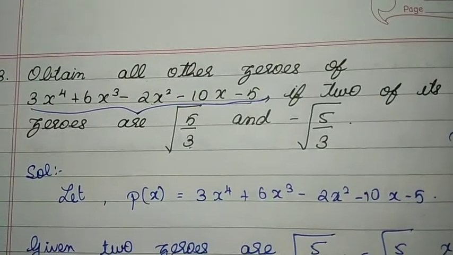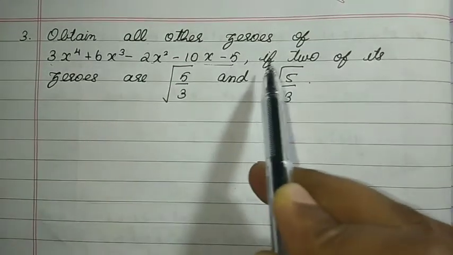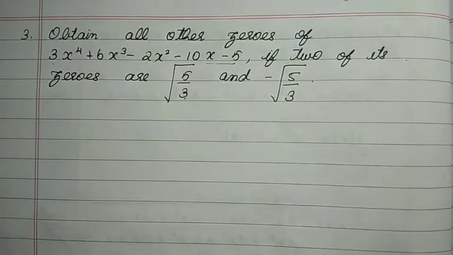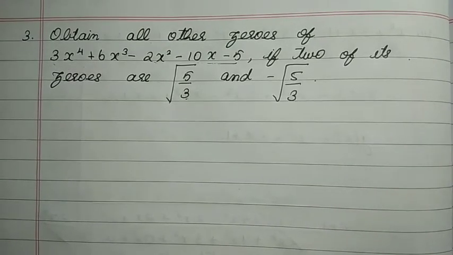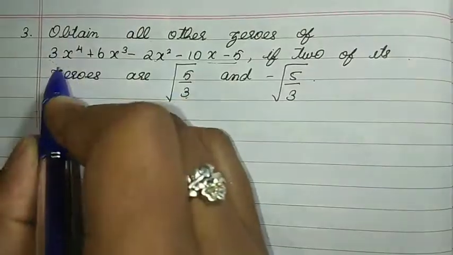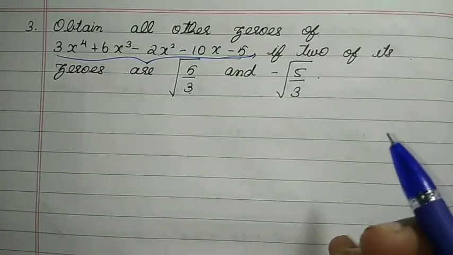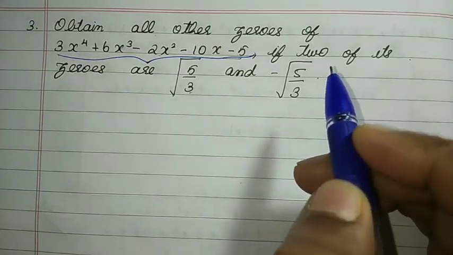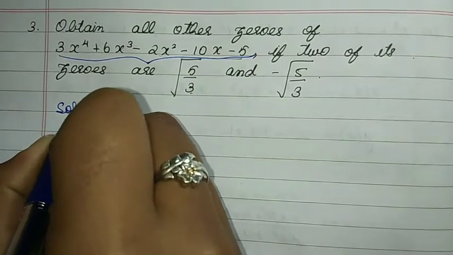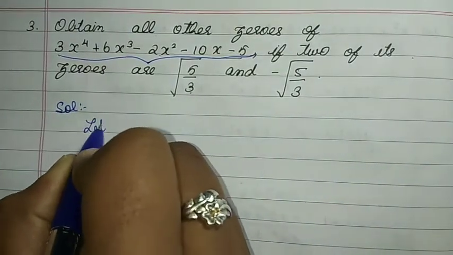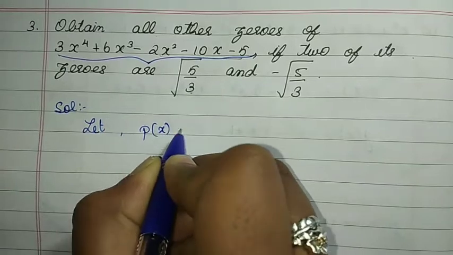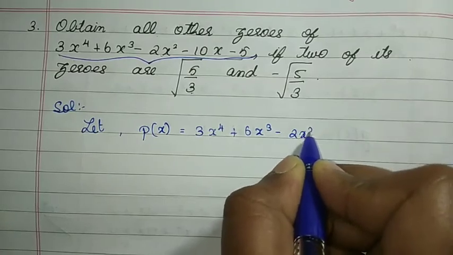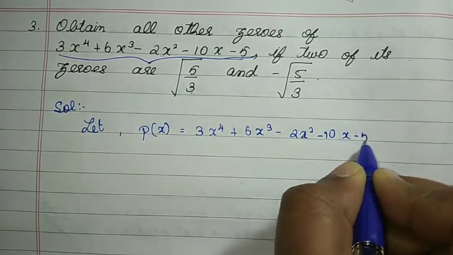Obtain all the zeros of this polynomial if two of its zeros are root 5 by 3 and minus root 5 by 3. So what is given here is that a polynomial is given, and two of its zeros are given and we have to find the other zeros also. Okay, so first I will say that let P of x be 3x power 4 plus 6x cube minus 2x square minus 10x minus 5.